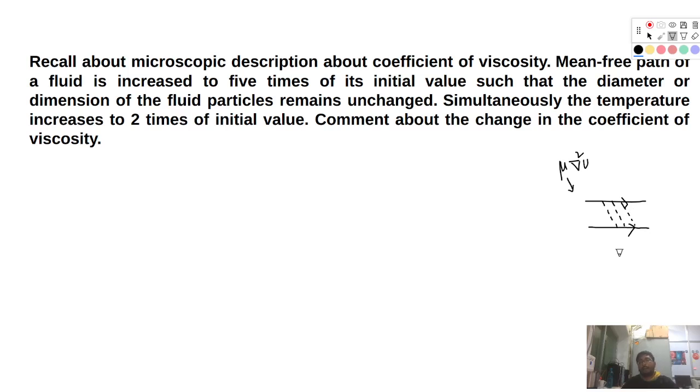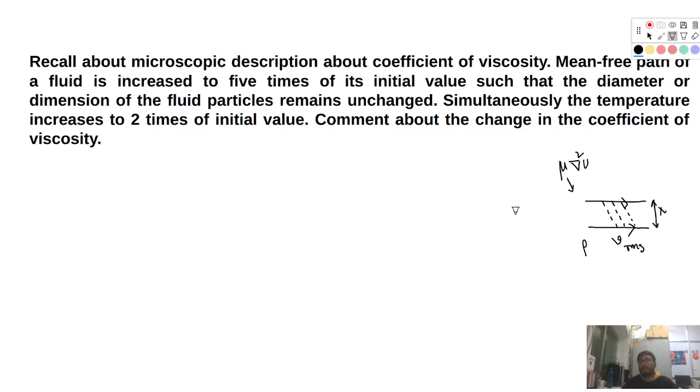Now if this is the case, we can also think of mean free path, that is the path traveled by the molecules between two successive collisions. Let's say these two layers are at a distance of lambda. Now we can find out that there is also a velocity, let's say v, and the RMS velocity is v RMS, and the flow density is, let's say, rho.